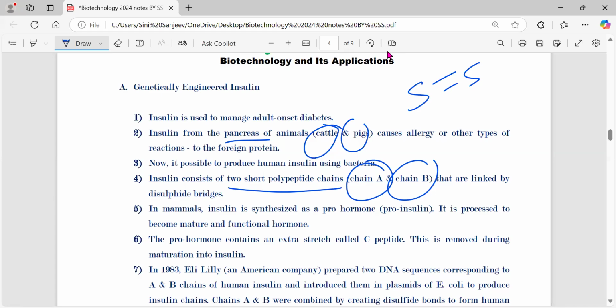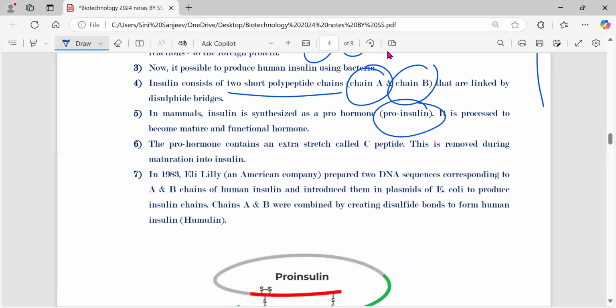Okay, so if you take mammals, before the insulin is synthesized, it will be in a form called the pro-insulin form. That is, it's not activated yet. So it's a pro-hormone. Whenever it gets matured, only then will the function of the insulin be played, right? So if you see over here, in 1983, an American company prepared what?